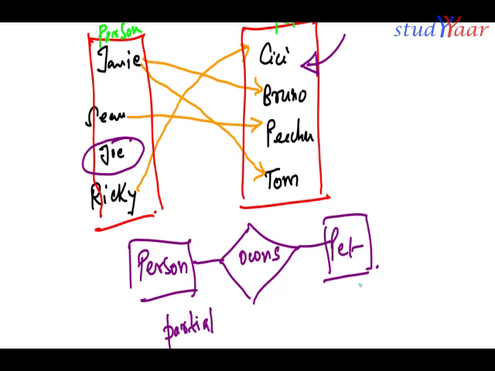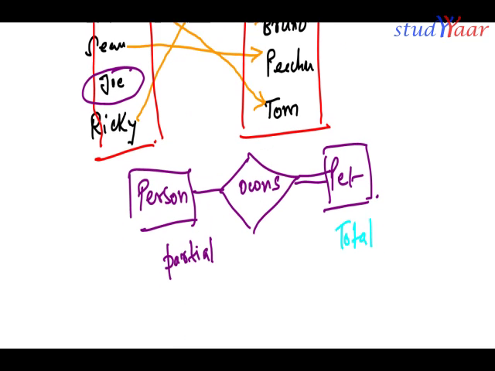The pet entity set's participation in this relationship is total, which means all the pets participate in this relationship. We represent total participation by a double line. This means all the pets participate in the owns relationship, while not all the persons participate in the owns relationship. So these were the two constraints that we had in relationships.